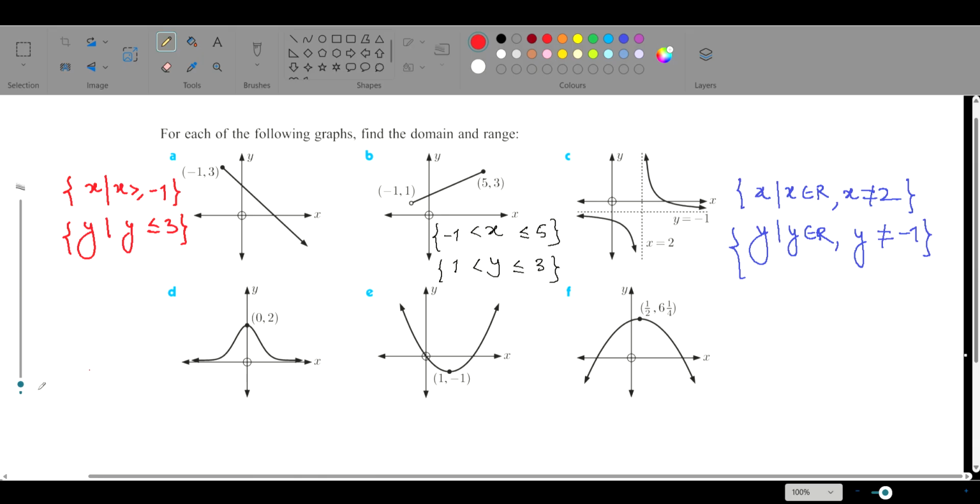Come to number D. I can see the domain here is all real numbers. There are no restrictions with the domain. But for the range, it is between what? I'll not include 0 because it is not going to touch that 0, but less than or equal to 2.